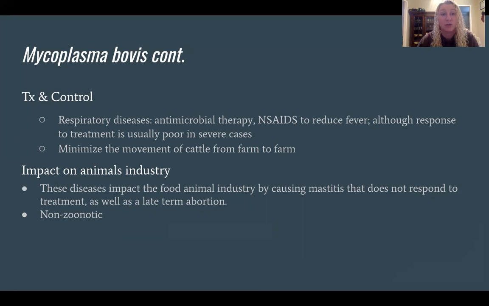Your treatment and control of Mycoplasma bovis, so your respiratory disease. You're going to treat with antimicrobial therapy, your NSAIDs to reduce that fever, although response to treatment is usually poor in severe cases. The main thing for controlling would be to minimize the movement of cattle from farm to farm. The impact it can have, these diseases impact the food animal industry. So causing that mastitis that does not respond well to treatment, you're going to have those late-term abortions. It is not a zoonotic disease, so there is no zoonotic potential.